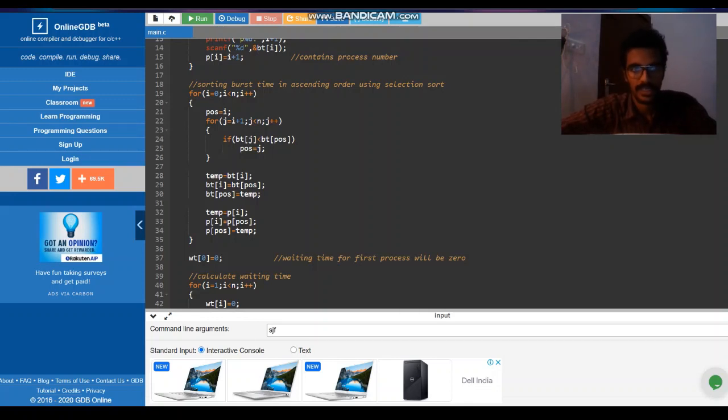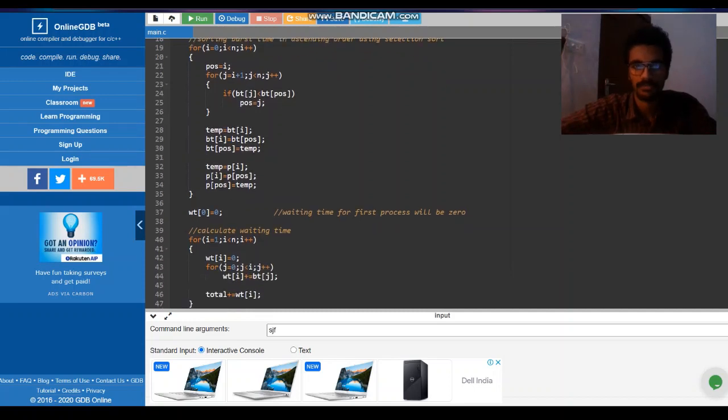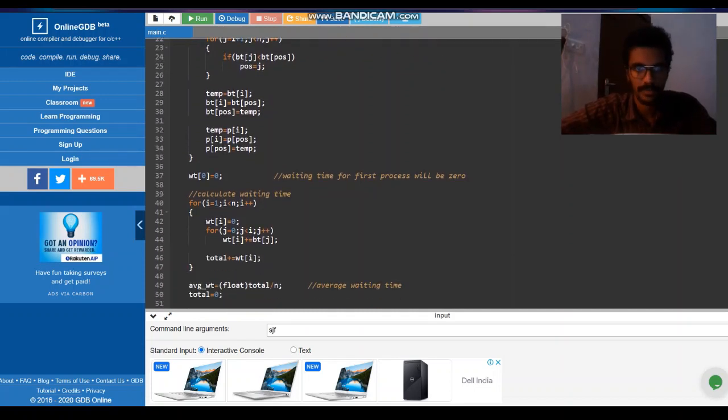In selection sort I'm using temp is equal to bt of i, bt of i is equal to bt of pos, and the burst time at pos gets into the temporary variable. And temp is equal to p of i, p of i is equal to p of pos, and p of pos is equal to temp, so p of i gets stored into the temp. So I'm arranging the variables in ascending order.